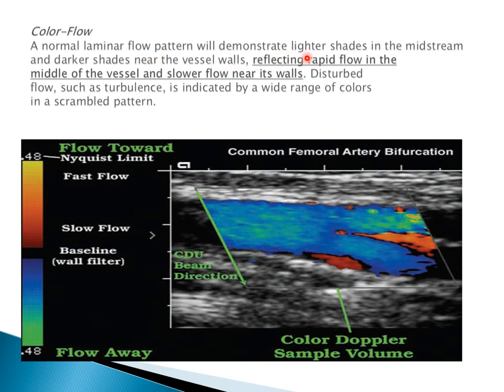Normal laminar flow pattern demonstrates lighter shades in the midstream and darker shades near the vessel wall, as here, reflecting rapid flow from the middle of the vessel and slow flow near the wall. Disturbed flow, such as turbulence, is indicated by a wide range of colors in a scrambled pattern.